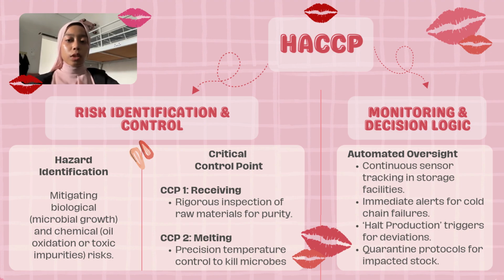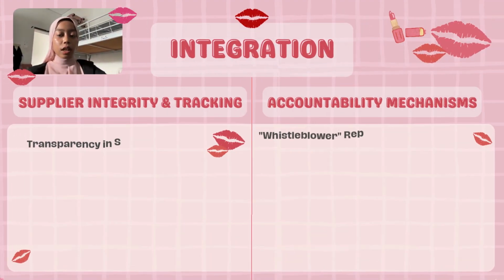And then monitoring and decision logic. We don't leave safety to chance. Continuous sensors monitor our warehouse 24/7, and if a cold chain failure occurs, our decision-making protocol is instantly triggered. As we discussed in our case study, if a limit is exceeded, we halt production and quarantine the stock immediately to protect the public. And finally, we have the ethical pillar.